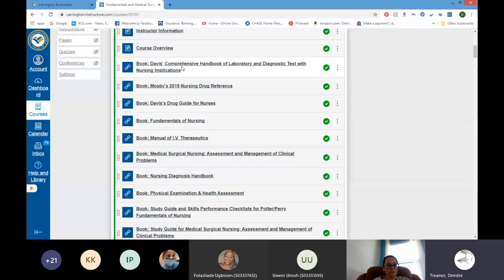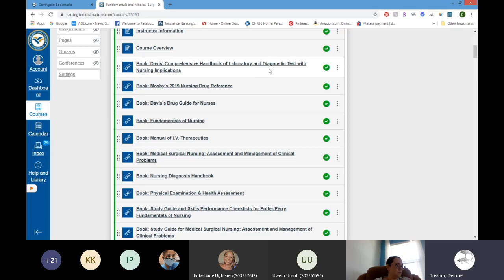If you like hard copies, great. If you want to use the electronic, that's fine too. One big thing is Davis's Comprehensive Handbook of Lab and Diagnostic Tests. This one is very important for you. The electronic version is not easy to navigate at all, but it has all your labs. By diagnostic, we're talking about CAT scans, radiology, any other diagnostic procedures you might do. Nursing implications, things you need to know.